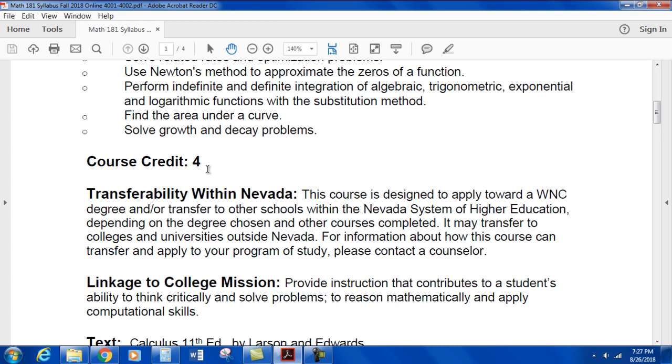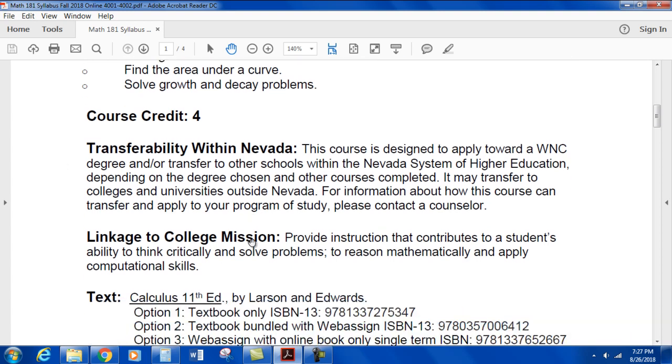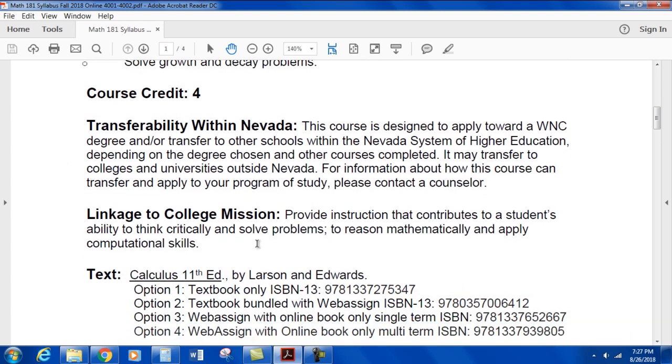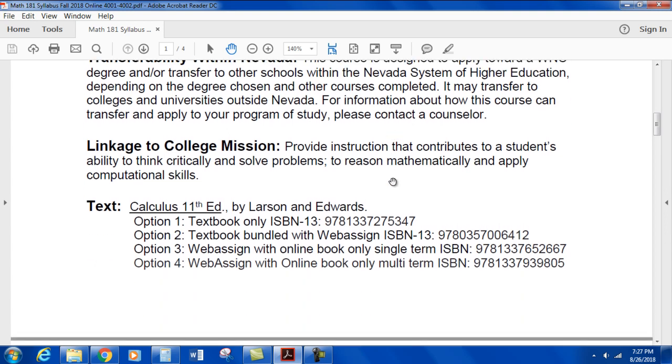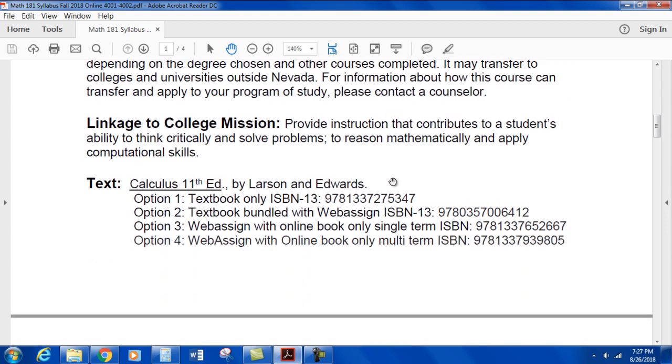Transferability within Nevada. This course is designed to apply toward a WNC degree and or transfer to other schools within the Nevada system of higher education, depending on the degree chosen and other courses completed. It may transfer to colleges and universities outside Nevada. For more information about how this course can transfer and apply to your program of study, please contact a counselor. Linkage to college mission: provide instruction that contributes to students' ability to think critically and solve problems, to reason mathematically and apply computational skills.